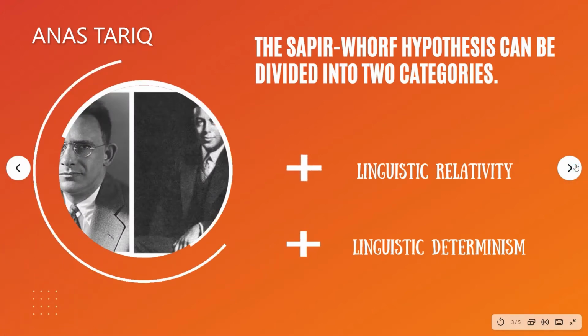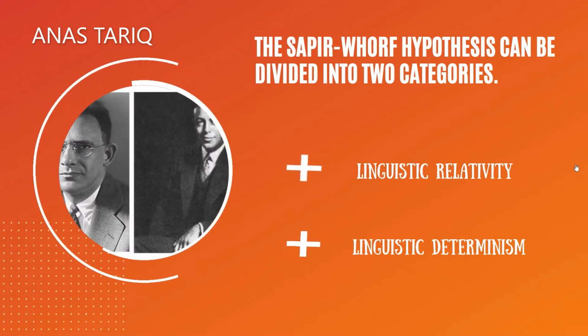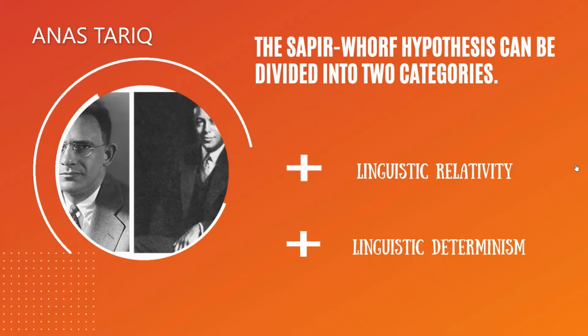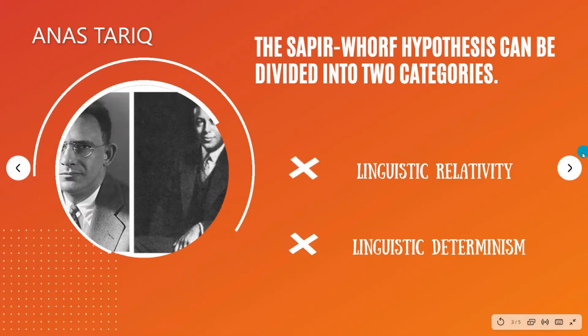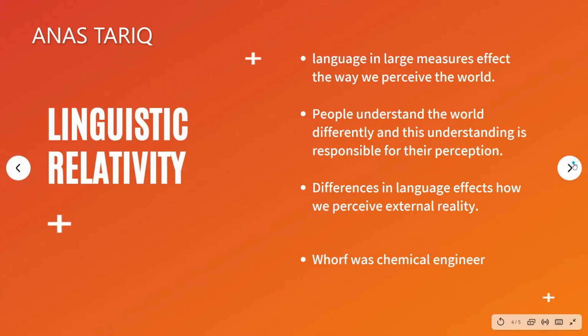The Sapir-Whorf hypothesis can be divided into two categories. One is linguistic relativity, while the other is linguistic determinism. Let's first describe linguistic relativity. Linguistic relativity states that the structure of our language in large measure affects the way we perceive the world.